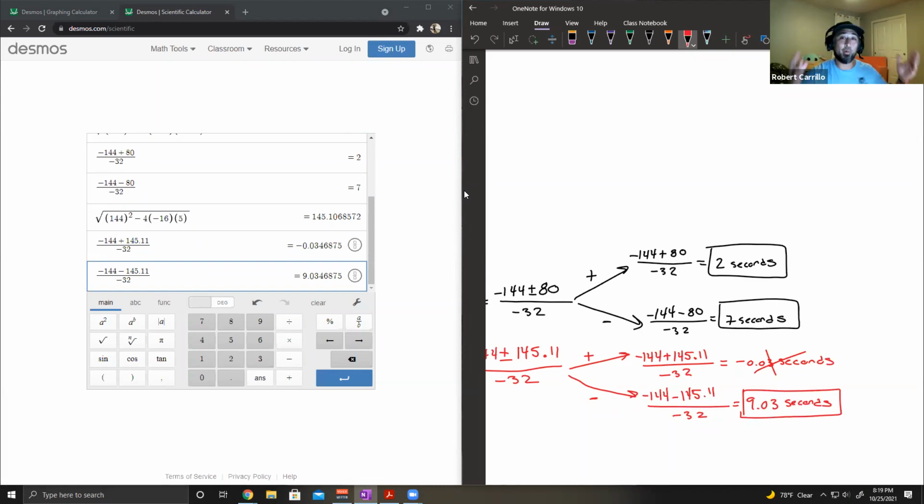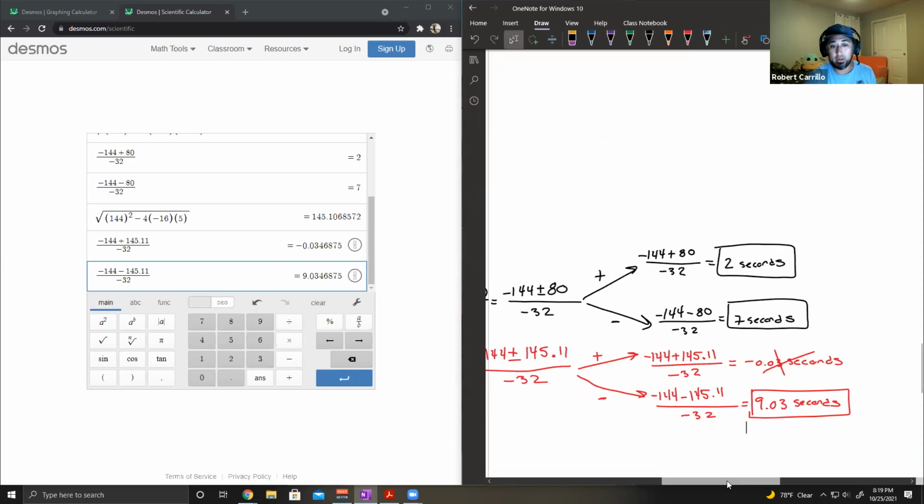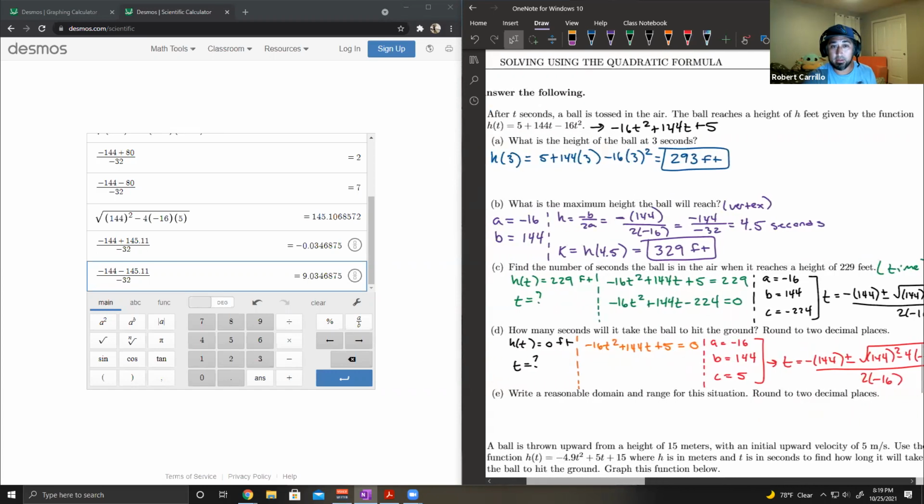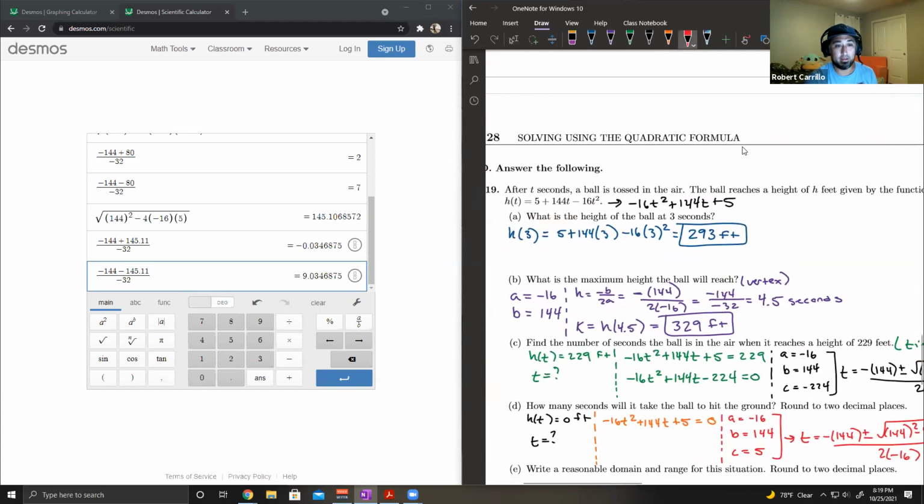So the ball will hit the ground in 9.03 seconds. Okay. And the other one, the reason we have a negative time is because if you look back at our function, we're actually throwing it from 5 feet high. So that's what that 5 is for. So remember, if you plug in 0 for time, that's 0, and whoever's throwing the ball is 5 feet tall. So they're throwing it from a height of 5 feet. So that's why you have that negative time there. Okay.